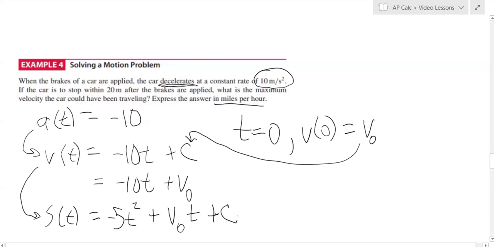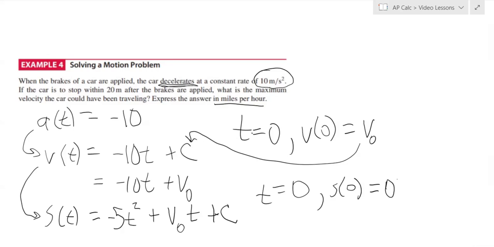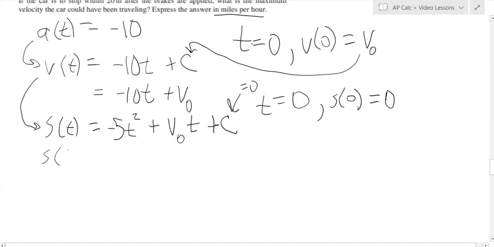Now, since s is the distance the car has traveled after the brakes are applied, at t equals 0, the initial condition would be that s of 0 equals 0, because the moment the brakes are applied, the car hasn't traveled anywhere because that's the moment the brakes started being applied. So if s of 0 equals 0, that means that this c value is going to equal 0. So now we have that s of t equals negative 5t squared plus v naught t.